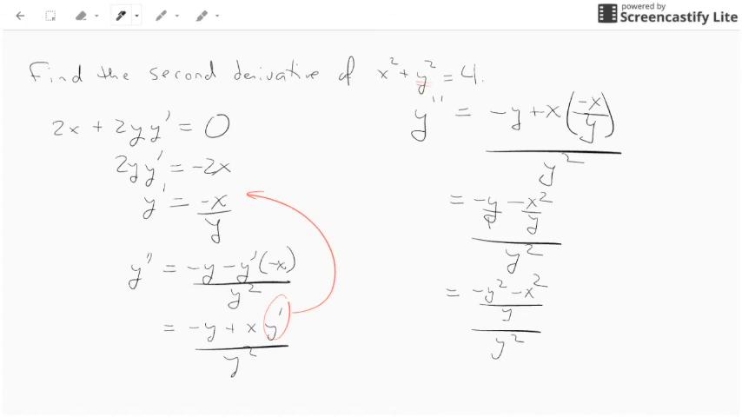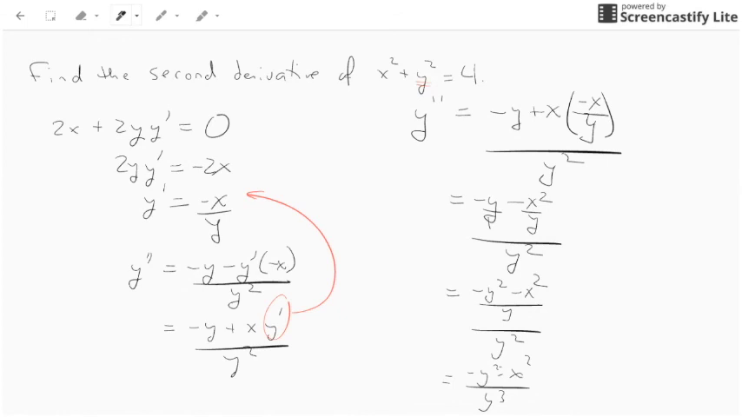Now, what's interesting here is that negative y squared, sorry, minus x squared, over y squared is going to become over y cubed. If you're not sure about what's going on there, bear in mind that I'm dividing by y squared, which is the same as multiplying by 1 over y squared. I'm hoping you're familiar with that, but if you're not, just think that through. Dividing by y squared is like multiplying by 1 over y squared.